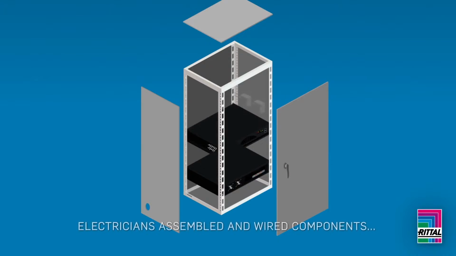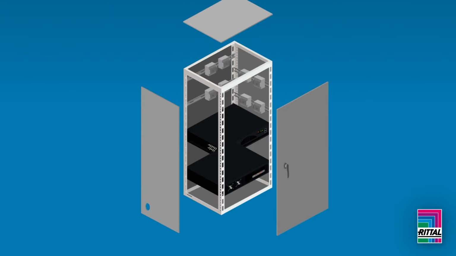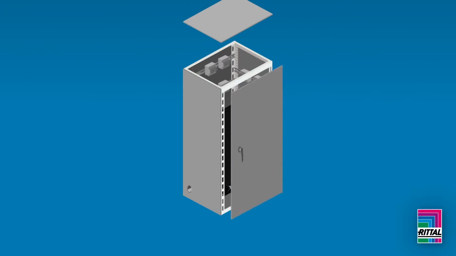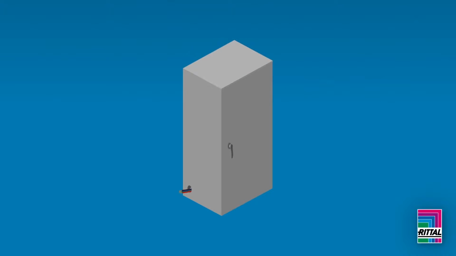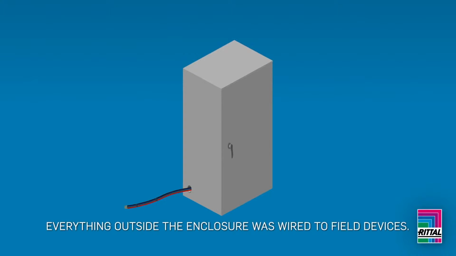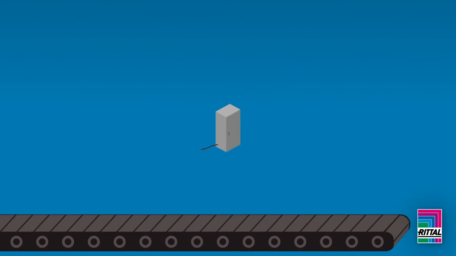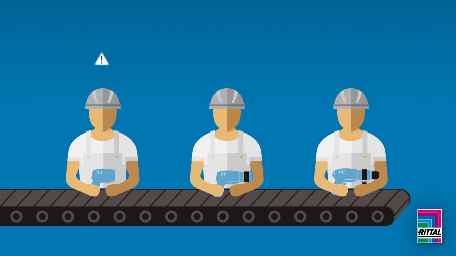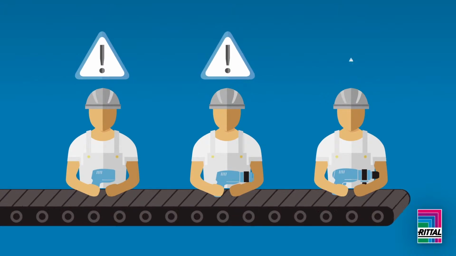Panel builders or electricians utilized the schematics to assemble and wire the components inside the enclosure. Each wire was handled and marked off so all wires were installed correctly, or the controls would not work. Finally, everything outside the enclosure was wired to field devices. This was a labor-intensive process with multiple opportunities for errors and tremendous rework required for simple design changes.